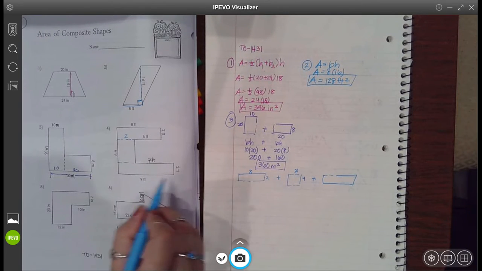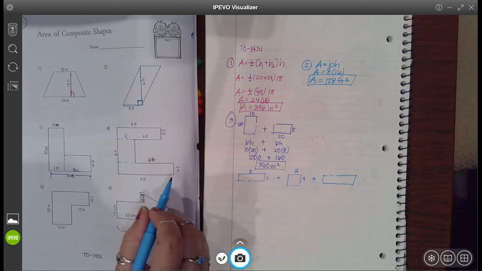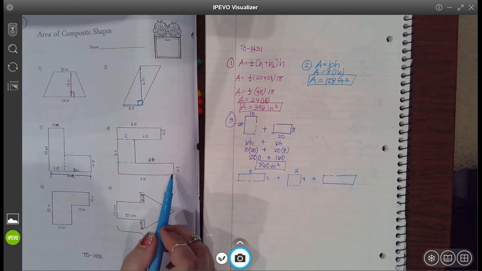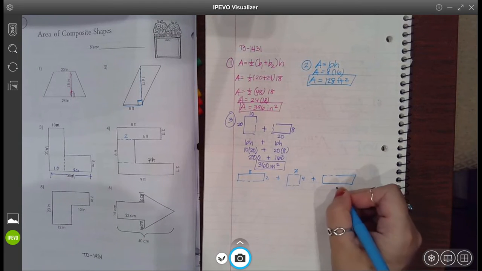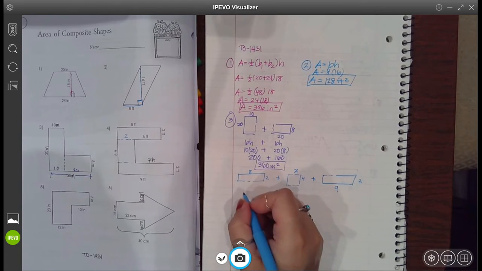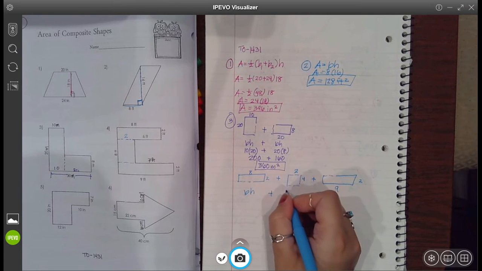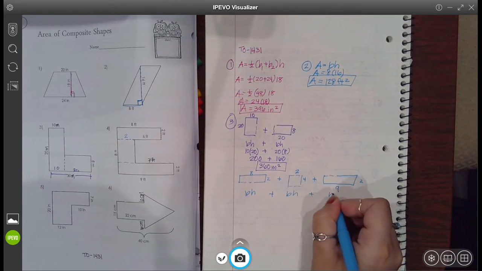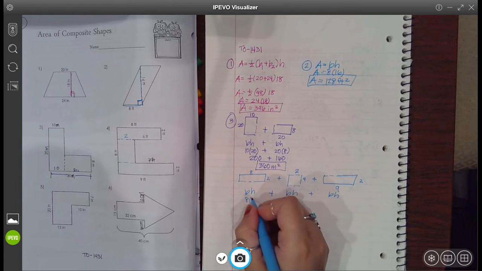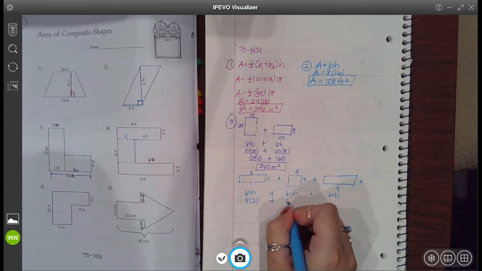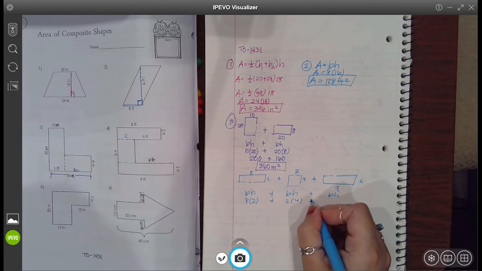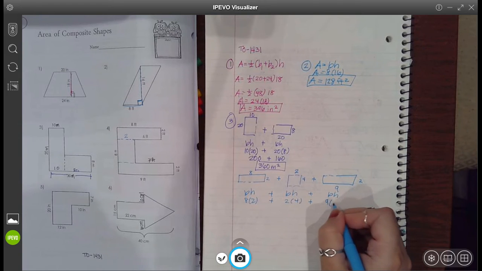Okay, it was nice. It told us this is all 9. And from here to here, this is 2. So 9 by 2. These are all parallelograms, so they all have the formula of base times height. So you have 8 times 2, 2 times 4, and 9 times 2.